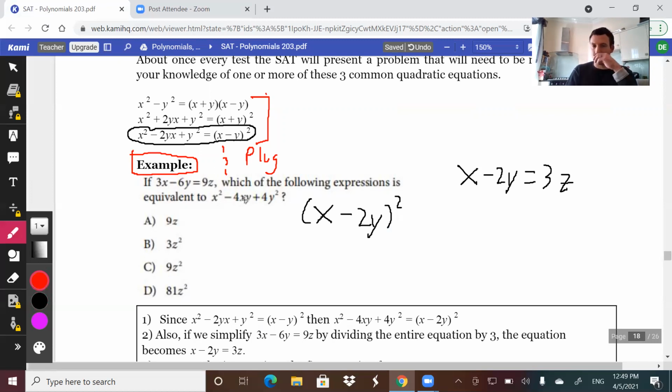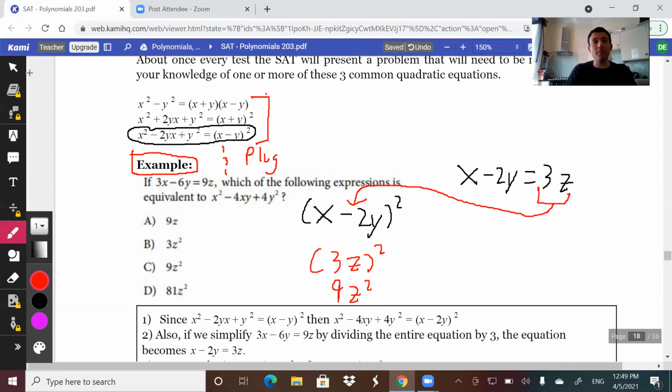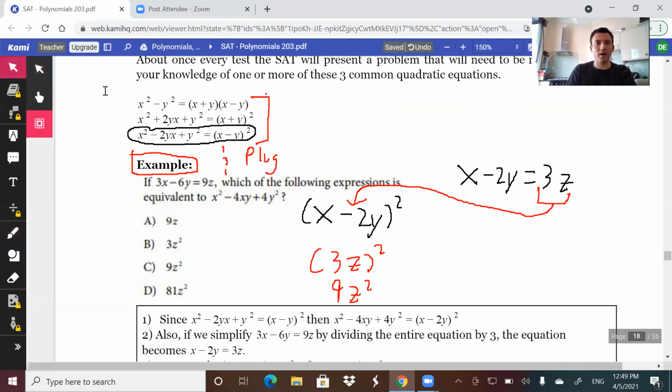They want to know what this is in terms of z. So now we can use substitution to put in 3z for the x minus 2y term. And once we do that, we get 9z squared. So it's good to know these, and it's good to be able to recognize them, but I will show you a back door.